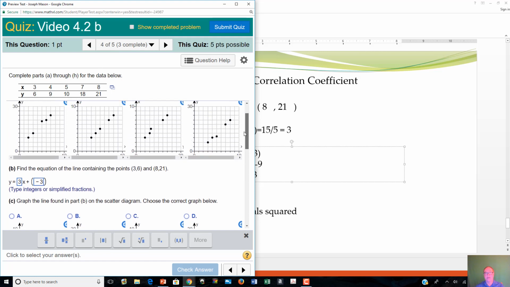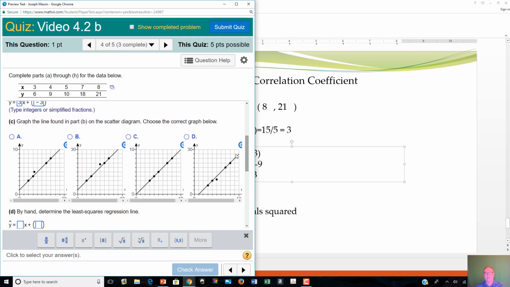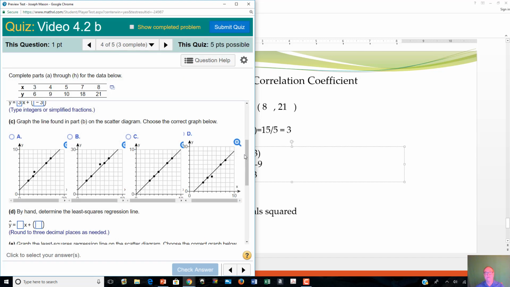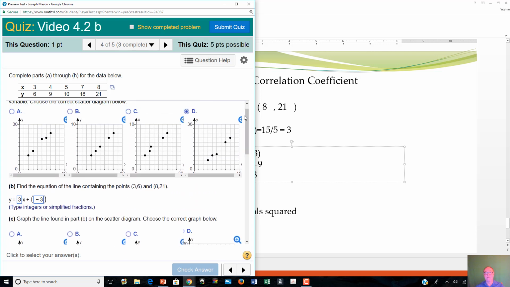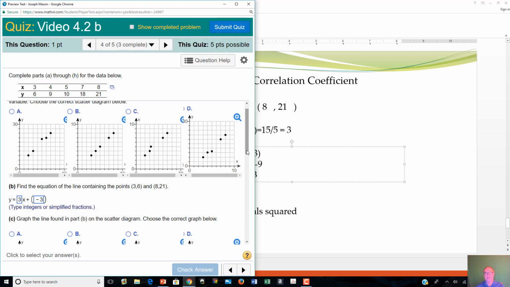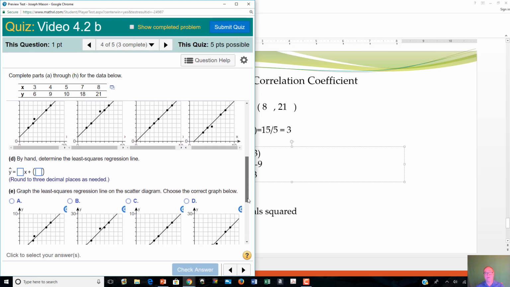Well, let me double check. Yeah, so it's going to be D again. And if I look at this, there's my points. And if I go back and look at D from the beginning, same set of points. Okay? So it's D in this case. It doesn't always be the same one.